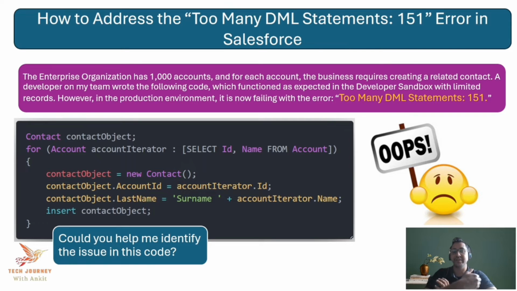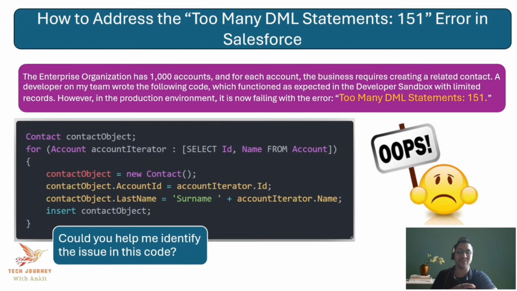For each account, the business requires creating a related contact. So for the 1,000 accounts, the business wants to have a related contact. The developer has written this kind of code, the code that you can see on the screen. Now, this code has been tested in the lower sandbox and it was working very fine, where they have a smaller number of accounts.